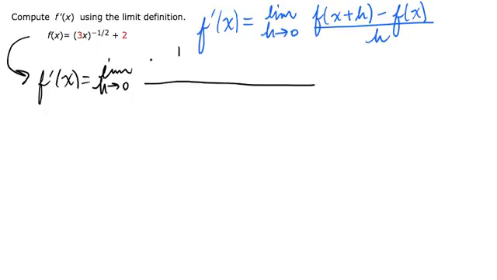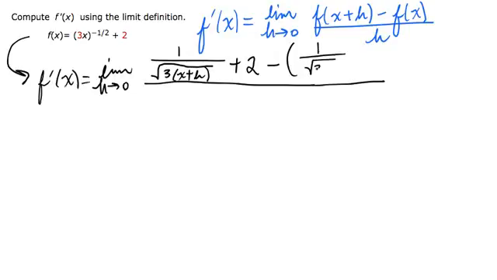Alright, so for f of x plus h, I'm going to plug in x plus h, and it will become 1 over the square root of, everything that's to the power of negative 1/2 will be under the radical, square root of 3 times x plus h plus 2. That's f of x plus h. Minus, parentheses, f of x, we're going to copy right here, is the original function, which is 1 over the square root of 3x plus 2. And that's all over h. Now when we distribute this negative, the 2's cancel nicely. So we'll go ahead and do that.